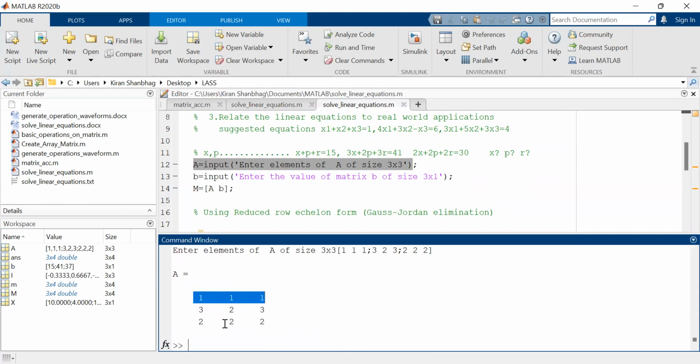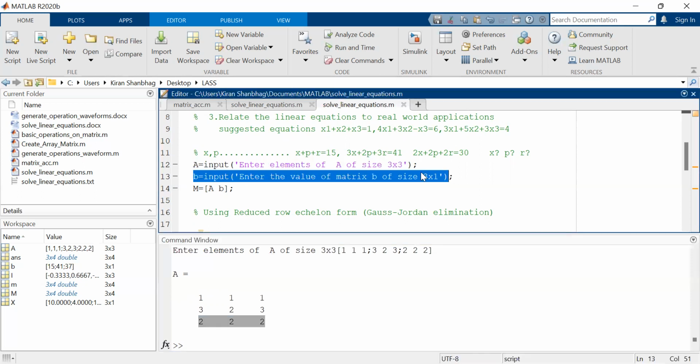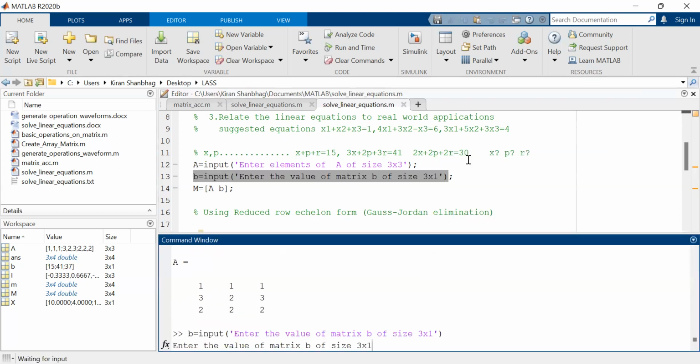Row 1 and row 3 are highly correlated. 2 multiplied by row 1 subtracted by row 3 straight away eliminates row 3. That means there is a redundant equation, and even though there are three equations, I doubt if at all we are getting any answer here. These sorts of equations are inconsistent. Okay, 15, then 41, then a 30.